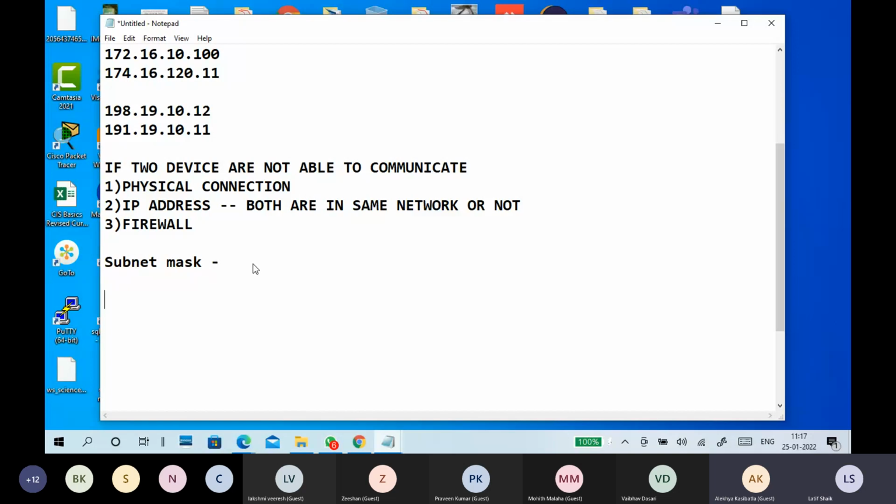Next one is public, which means you go to Coffee Day, Domino's, any 5-star hotel or 3-star hotel. You went to the hotel, and they will give you the Wi-Fi password, right? When you order some food, you go and sit, and then they will give you the Wi-Fi password. Then you can browse the internet.